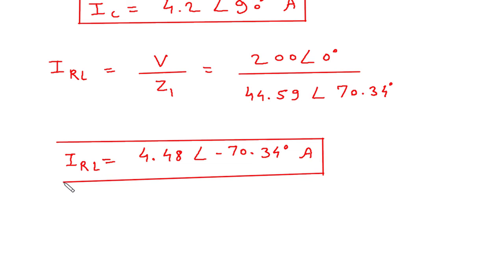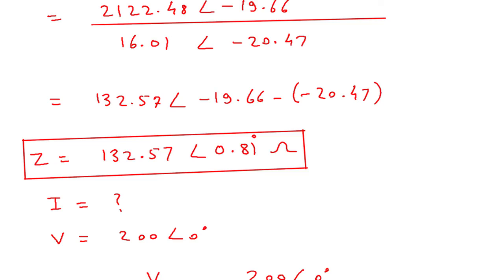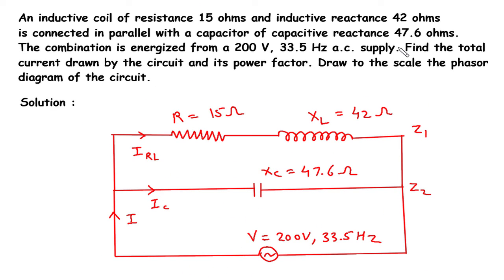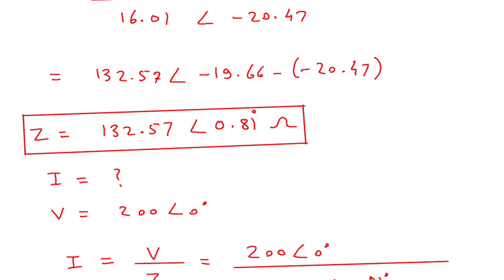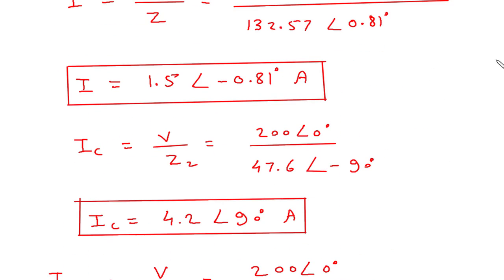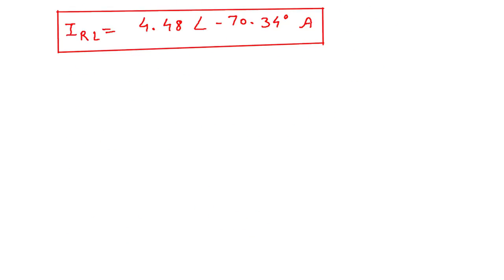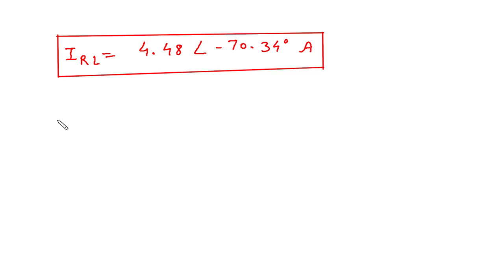Now we have the value of total current and IC and IRL. We also have the voltage and the total impedance. Now next, find the total current drawn by the circuit and its power factor. Now we have to find the power factor. Power factor is equal to cos phi, where this phi is the phase angle difference between voltage and current.